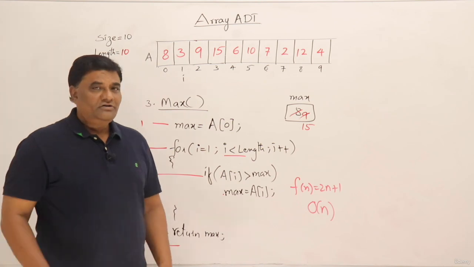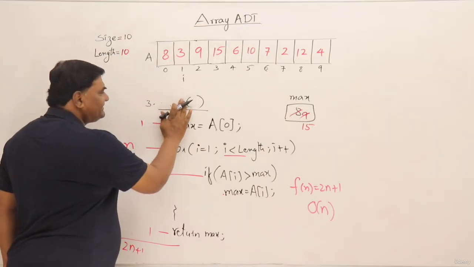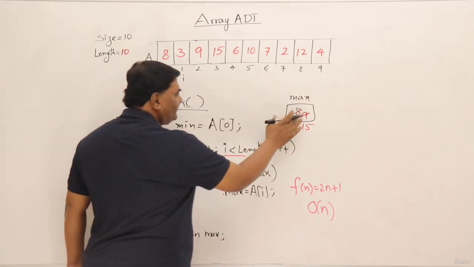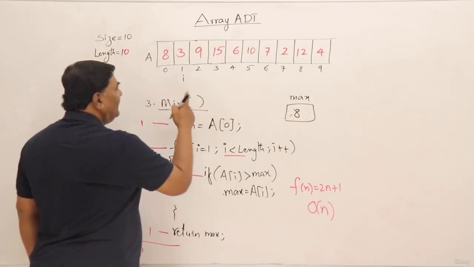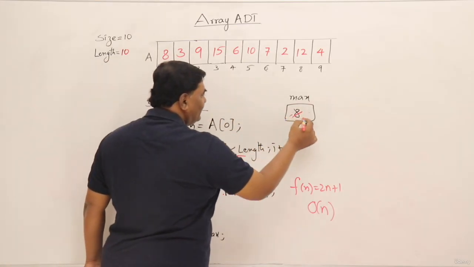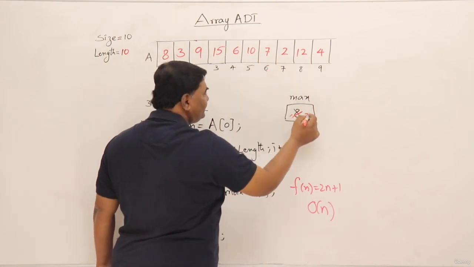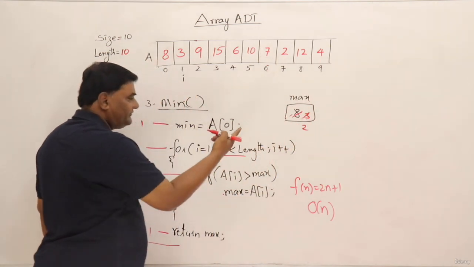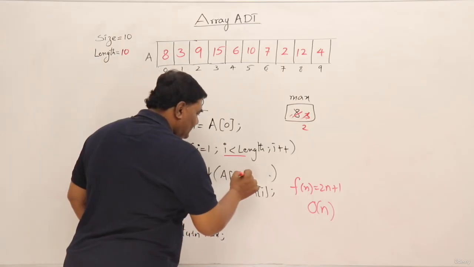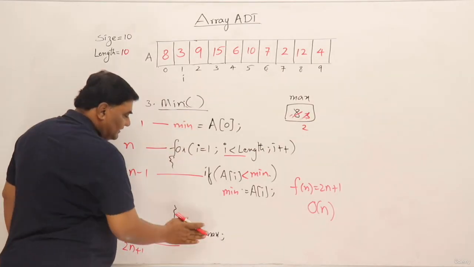That's more better. Now the next operation is finding the minimum. It is just similar to maximum. This method is minimum, and the first element I should call the minimum. So this 8 should be the minimum, and I should go on checking if any number smaller than that is found, then replace it. 3 is smaller, replace it. 9 is not smaller than 3, 15 not smaller, 6 not smaller, 10 not smaller, 7 not smaller, 2 is smaller, 12 is not smaller, 4 is not smaller. So finally you got the answer. So instead of checking for greater than max, check for less than min, and if so, modify min. This is min, and the result is also min.